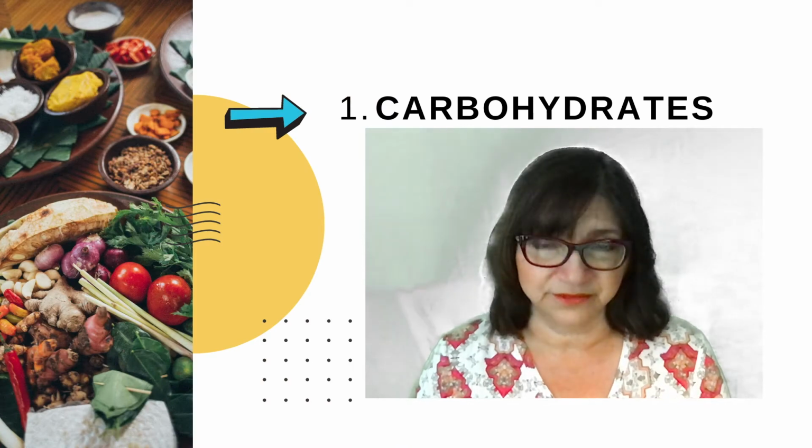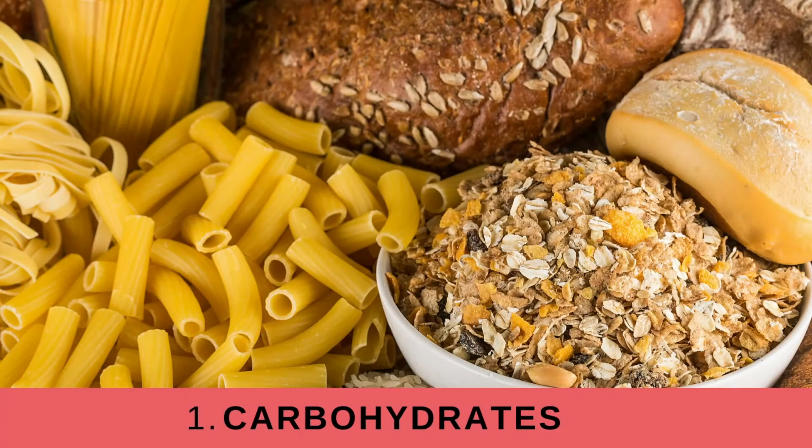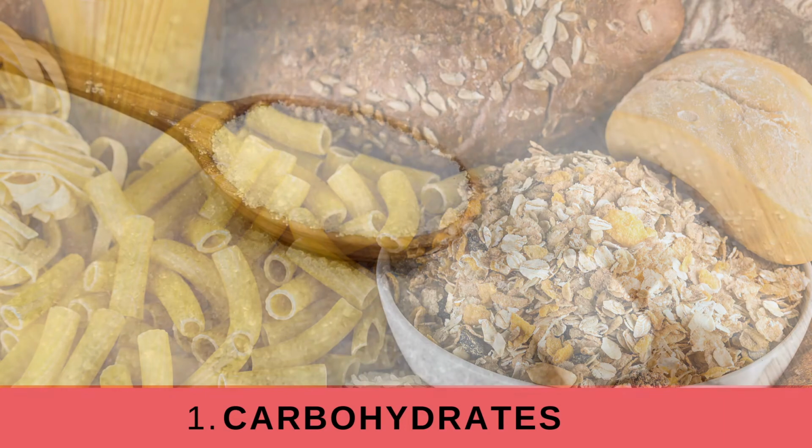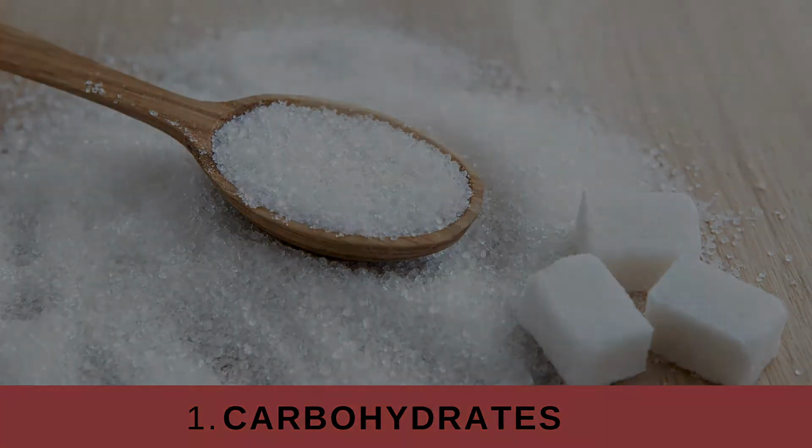Number 1, carbohydrates, also known as carbs. Now, carbohydrates are typically well known as starches. But as you see here, that includes pastas and bread and grains like oatmeal. But carbohydrates are made from simple sugars, and that's what you see here is table sugar.